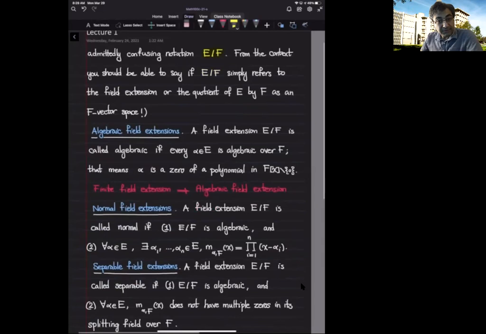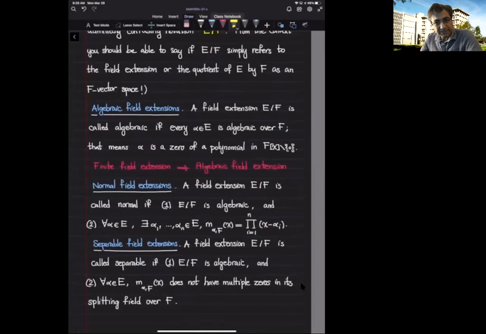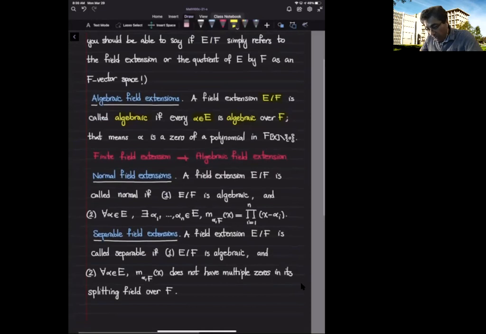Okay, so that's a field extension, a finite field extension. Now, what is an algebraic field extension? A field extension E over F is called an algebraic field extension if every element of the extended field is algebraic over the base field. As you can see, in a field extension E over F, I refer to the smaller one as the base field. So we call a field extension an algebraic field extension if every alpha inside E is algebraic over the base field.